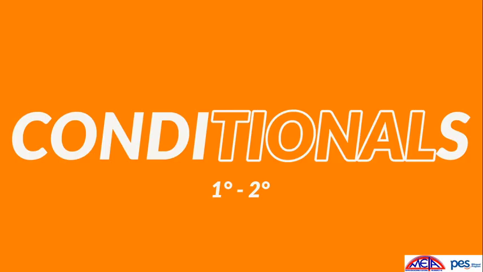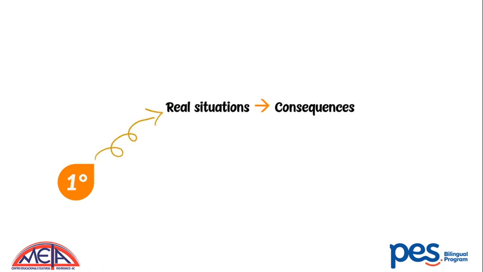Today we study two conditionals, first and second conditional. Let's begin with first conditional. A primeira condicional a gente vai usar quando a gente está falando de situações reais e suas consequências. So remember, first conditional, real situations and their consequences.